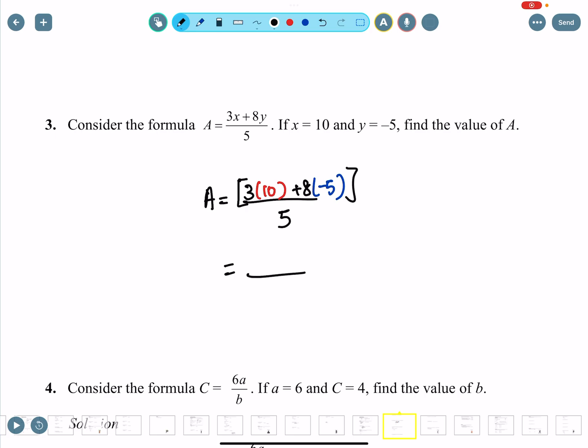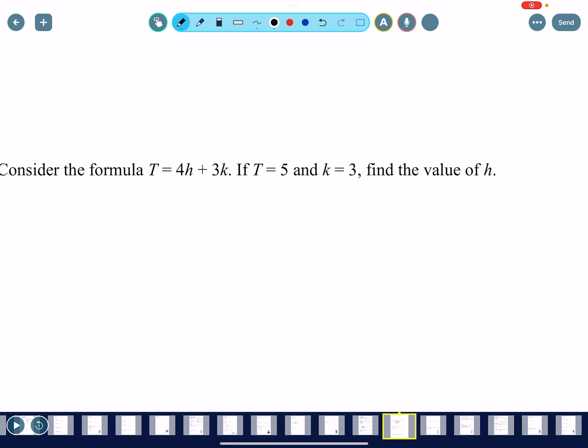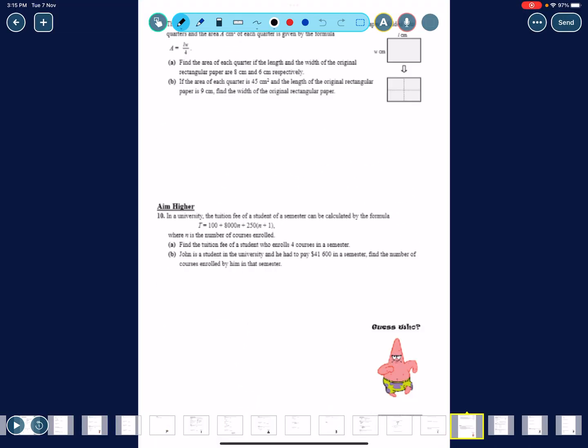So we go slowly. We calculate the top side first separately. 3 times 10 plus 8 times -5 is -10, and then the bottom is 5. Once you have a single number on the top and a single number at the bottom, then you do the division. -10 divided by 5 will give you -2. Okay, I think that would be much better for everybody. So we move on to a more difficult question.